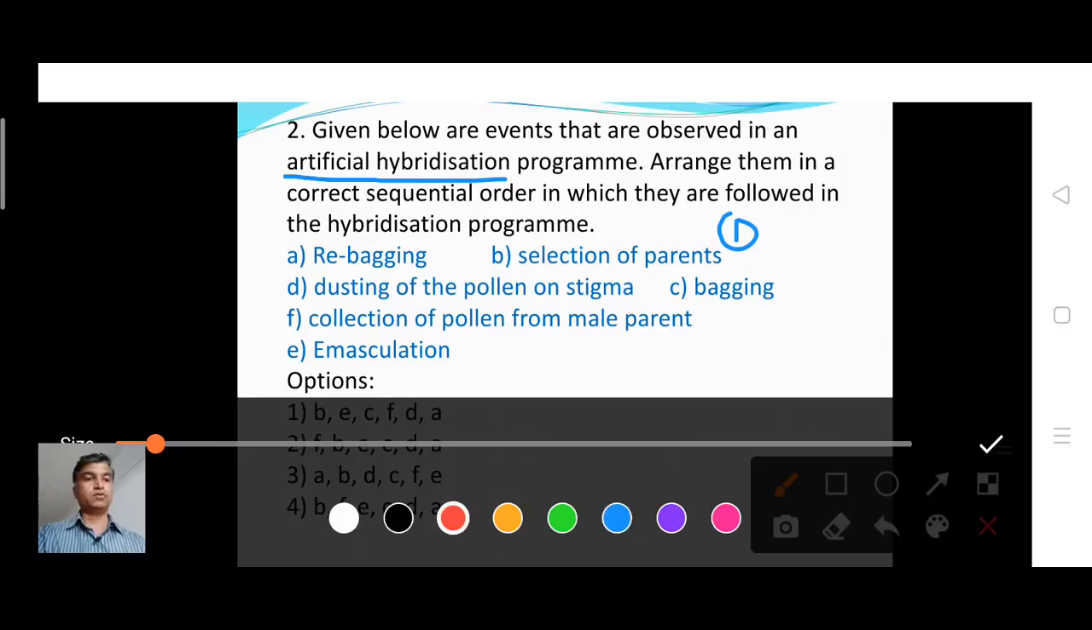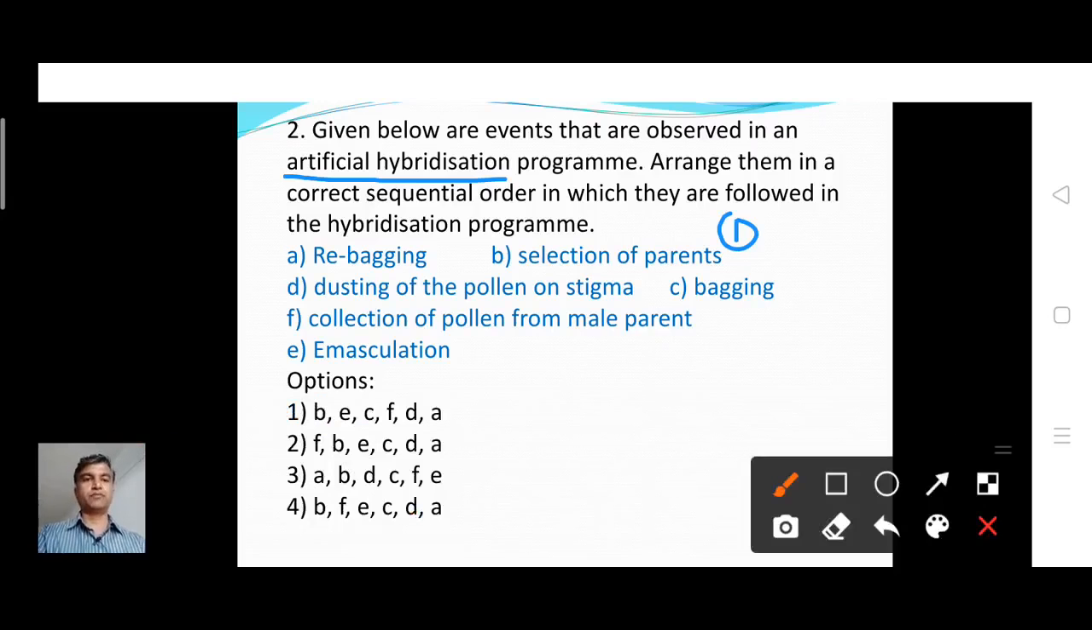When you take this, the first step is selection of parent. Second, if it is a bisexual plant, emasculation is done. That is the second one, B. Third one is bagging. After emasculation, the flower is covered with a bag. The fourth one is collection of pollen from the male plant.